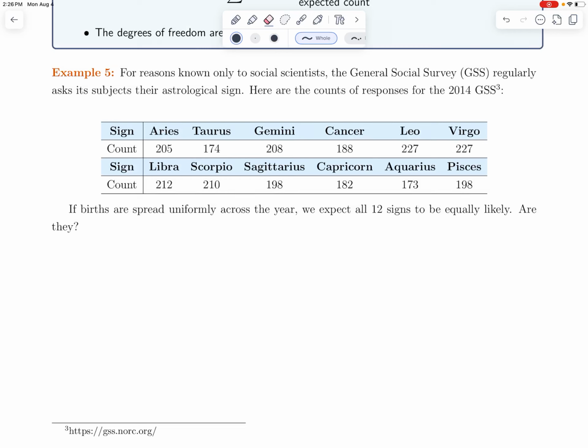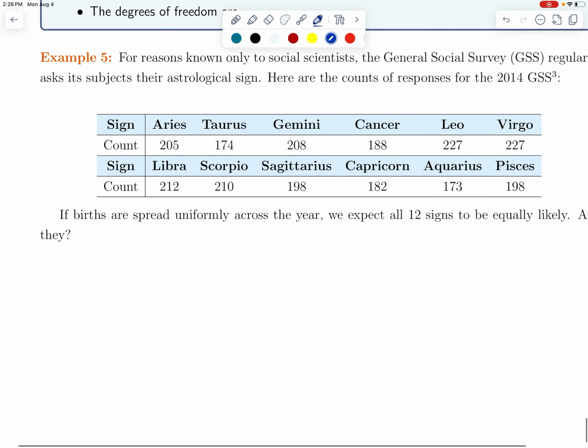So in this problem, we're asking if this data set gives evidence that birth rates are not spread uniformly across the zodiac. And so let's work through it.